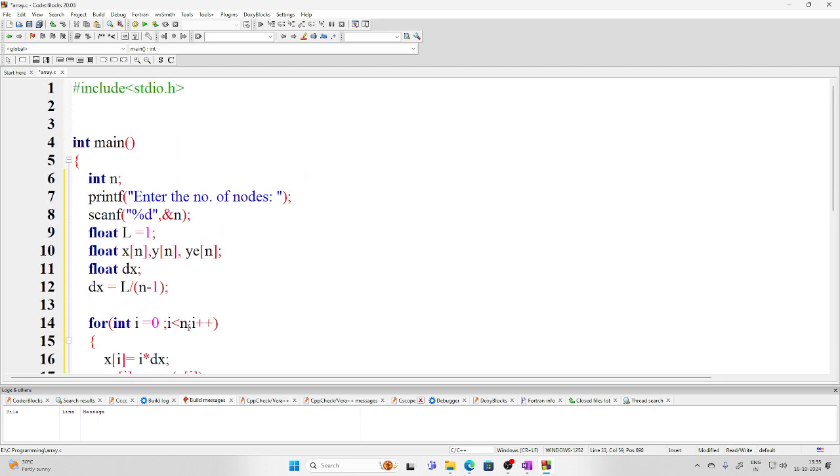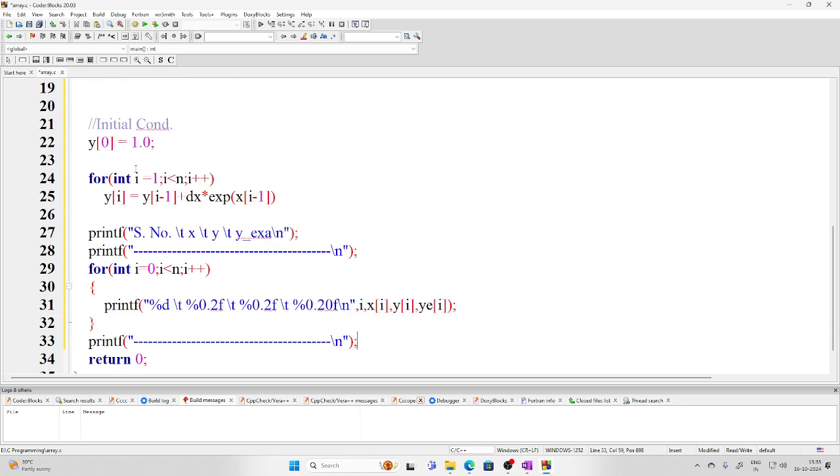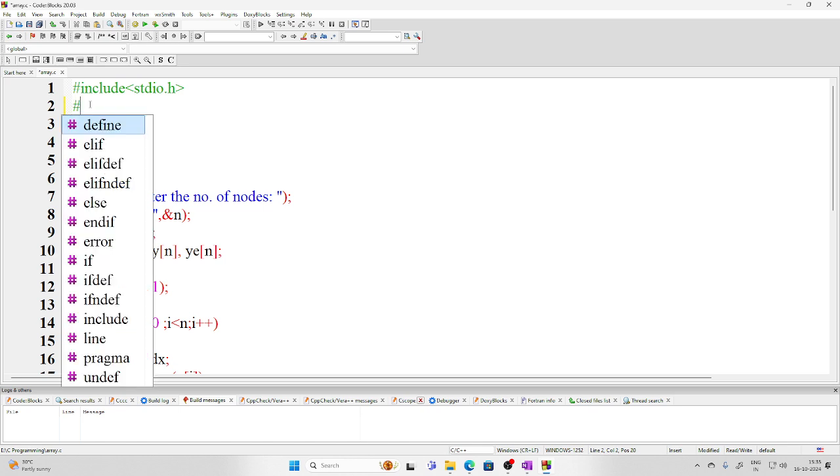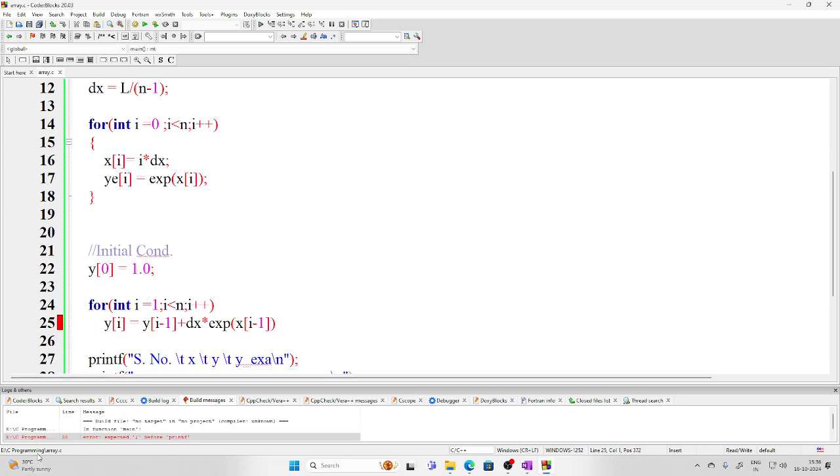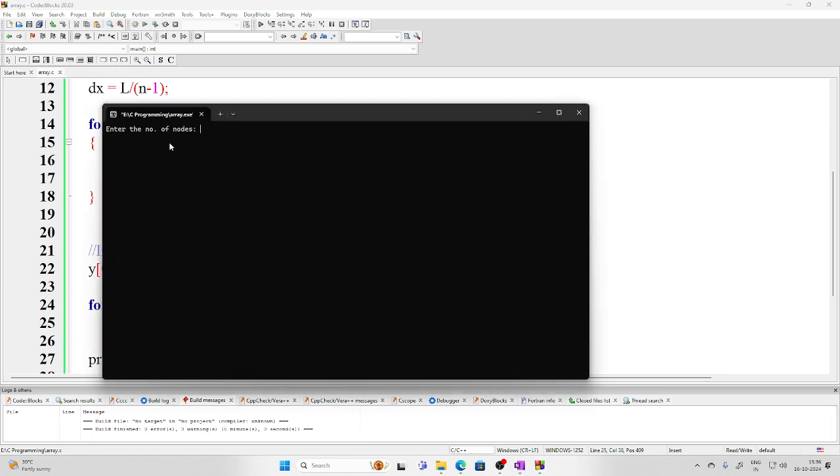I think it's done. So let us run the program. No, it's not done because exponentiation is only defined in math, so that has to be included, math.h. Now let us run it. It is saying something. It is saying what? Error, expected colon. Okay, we have not completed this statement. Then now run it.